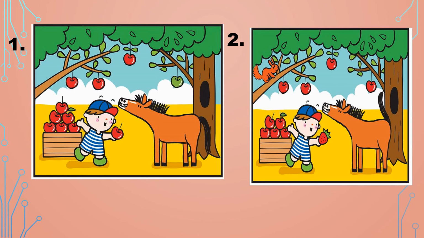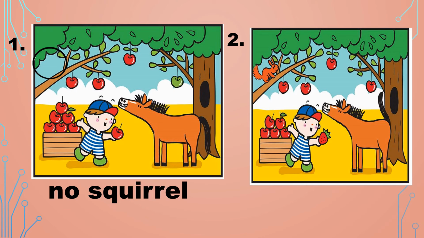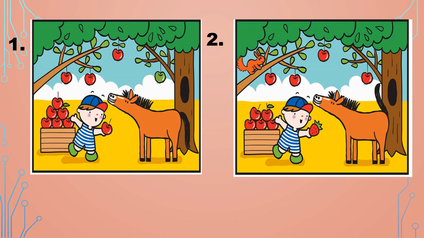Now student, look at this example. Observe on the left hand side of the branch of the tree of both the picture. Can you find any differences? Yes. In first picture you can see there is no squirrel, whereas in second picture you can see there is a squirrel.